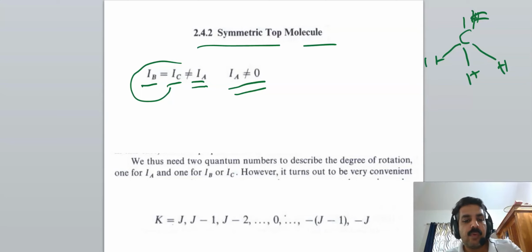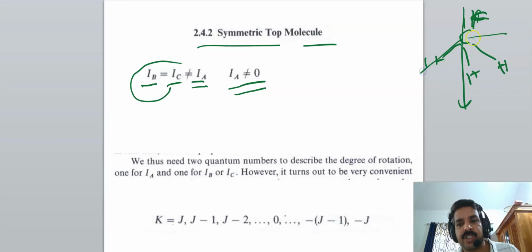Here there are two quantum numbers. We need two quantum numbers to describe the degree of rotation. There are two types of rotation altogether. One is the axial rotation about the CF axis. The other is the perpendicular rotation. Those two perpendicular rotations are equal. Therefore, we need two quantum numbers.